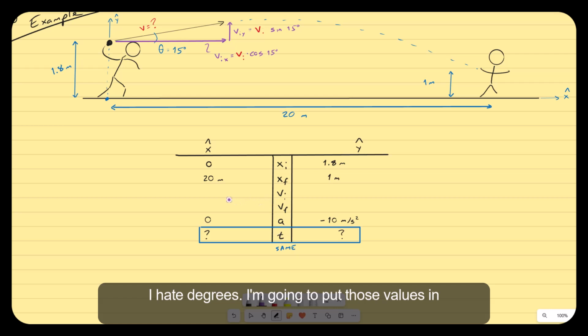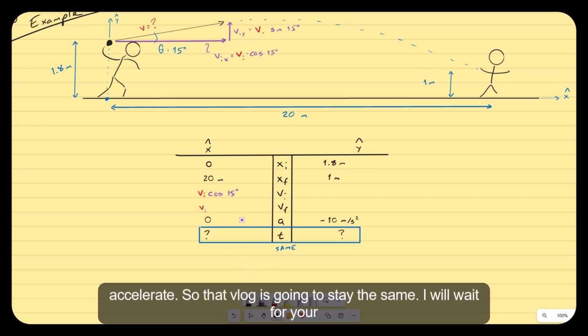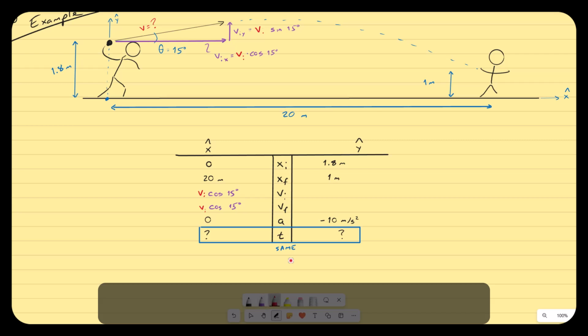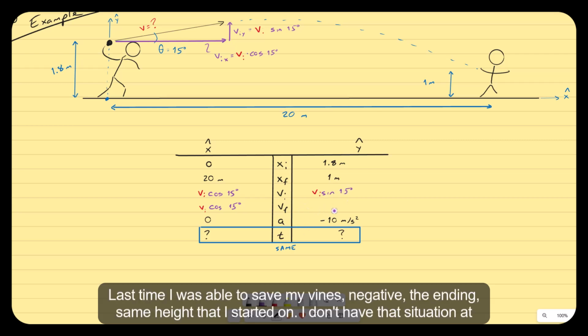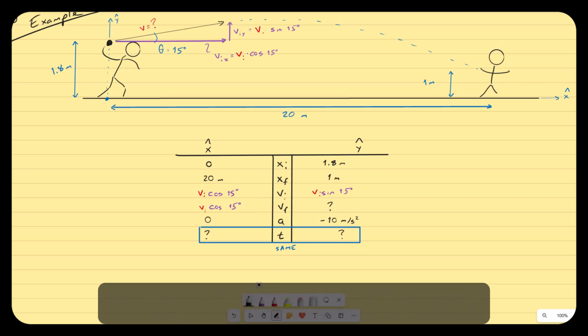So I'm going to put those values in, even though they are kind of incomplete. V initial cos 15, my acceleration is 0, so that velocity is going to stay the same the whole way through. And then over here, V initial times the sine of 15 degrees. Last time I was able to say my V final was going to be negative V initial because I was ending at the same height that I started on. I don't have that situation anymore, so I'm going to leave that as a question mark.